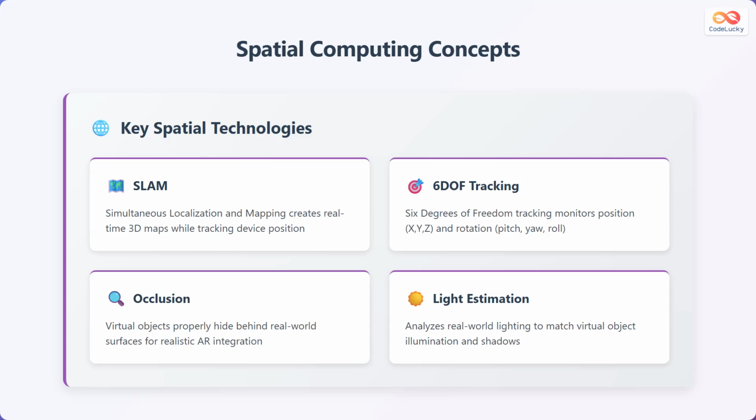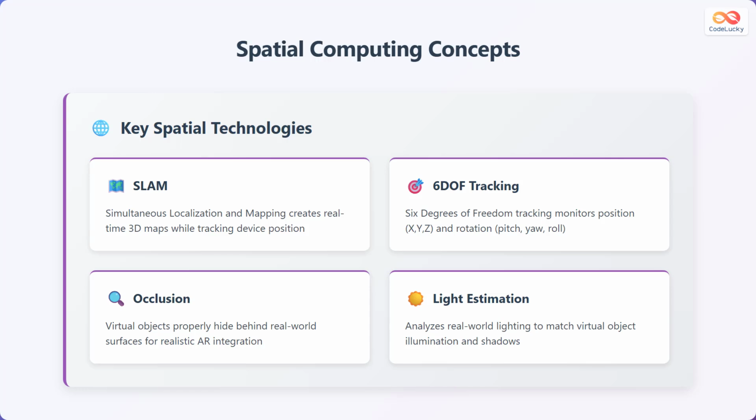Spatial computing encompasses several key technologies that enable devices to understand and interact with three-dimensional space. SLAM, simultaneous localization and mapping, is fundamental to modern AR/VR systems. It creates real-time three-dimensional maps of the environment while simultaneously tracking the device's position within that space. 6 degrees of freedom tracking, or 6DOF, monitors both position along X, Y, and Z axes, as well as rotation including pitch, yaw, and roll movements.